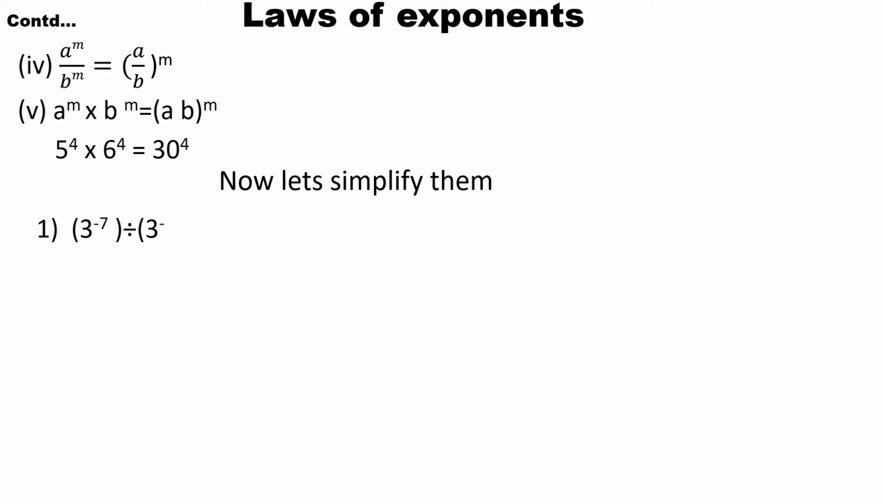First let's solve this. We have to follow the laws of exponents we have learned, right? We have to apply them here. 3^(-7) divided by 3^(-10) into 3^(-5). 3^(-7) divided by 3^(-10) is equal to 3^(-3). So we know that when a division symbol comes, we have to do subtraction, right? So minus 7 minus minus 10, we get 3 into minus 3, then into minus 5.